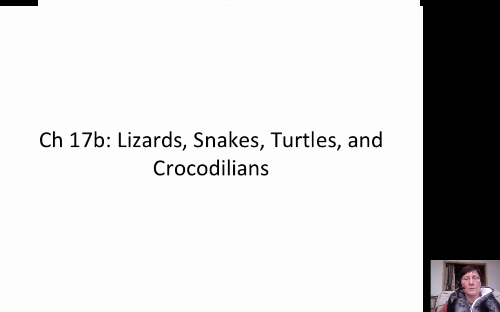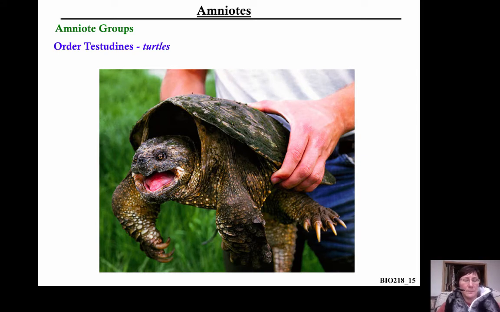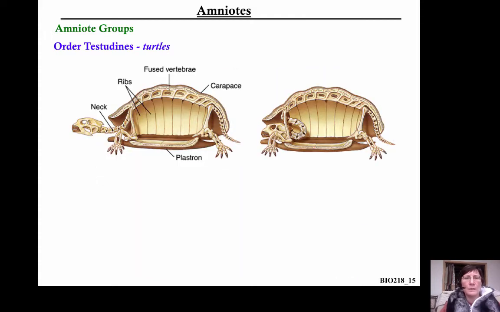All right, let's continue our discussion of the amniotes. So now that we've covered the general characteristics of the amniotes, let's talk about the various clades within the amniota, starting with the turtles. So the order Testudines includes all of the turtles, and I'm showing you a picture here of a common snapping turtle.